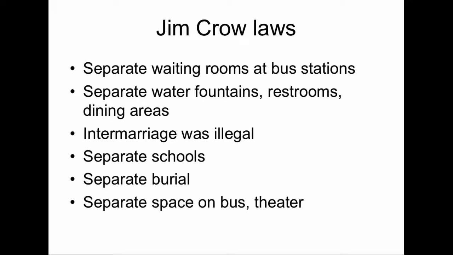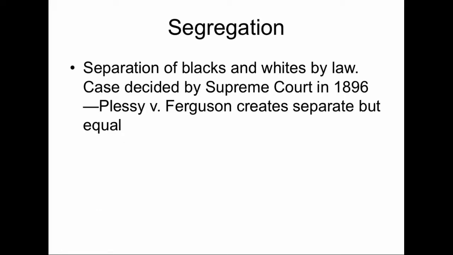There's literally hundreds of them from states that cover just about every aspect that you can think of in terms of separating the races. And this stuff was ultimately legal to do at the time. Most of the Jim Crow laws dealt with the concept of segregation. And segregation is the separation of the races by law. So it effectively separates blacks and whites by law.